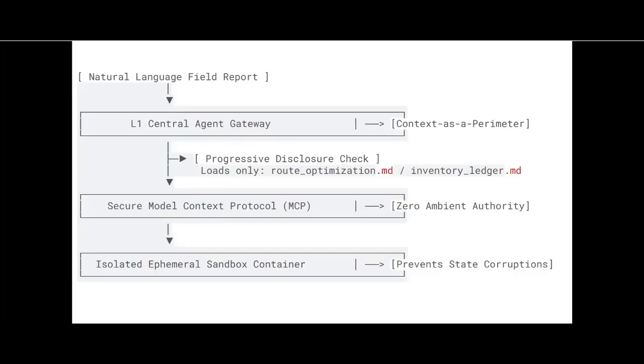Third, zero ambient authority and sandboxing. The agent runs on short-lived transaction scope tokens. All machine-generated queries execute inside an isolated ephemeral sandbox environment. If an anomaly occurs, a circuit breaker trips instantly, protecting production tables from corruption.